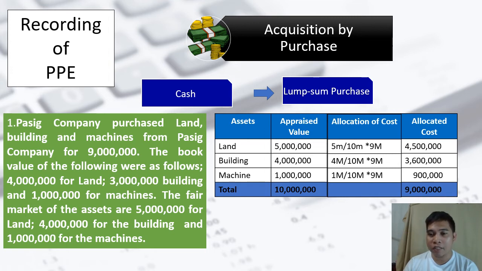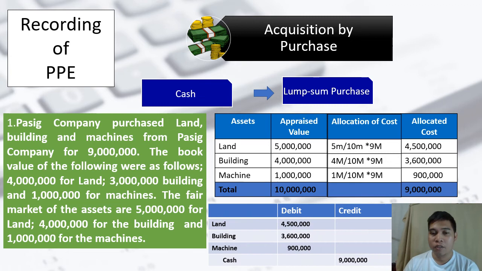So, kung mapapansin nyo, ang total allocated cost is 9 million. However, the appraised value is 10 million. So, yung difference na 1 million, considered po yun as trade discount. So, hindi natin yung i-record. Ang i-record po natin is yung 9 million. So, kapag na-record natin yan sa ating libro, this should be the journal entry. So, we have to debit the land amounting to 4.5 million, which is the allocated cost. Building, 3.6 million. Machine, 900,000. And total cash price na 9 million, which is the lump sum purchase price.